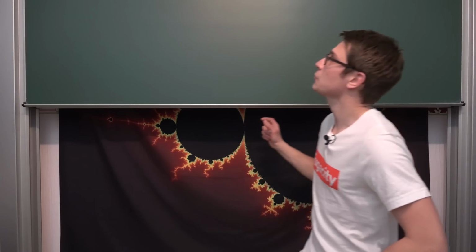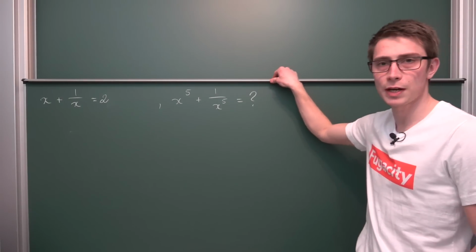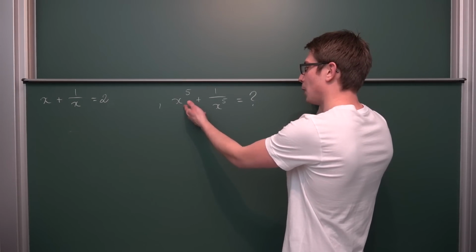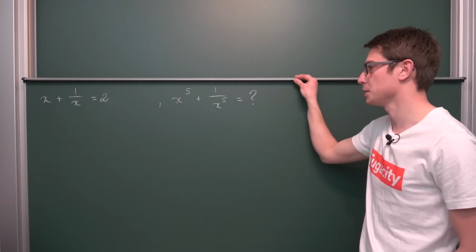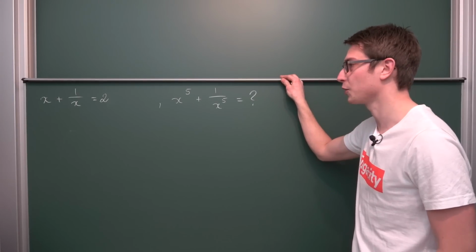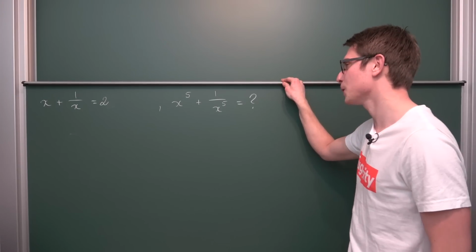Yeah, today something chill once again. What we have given is x plus 1 over x is equal to 2. And we want to find out what the value of x to the 5th power plus 1 over x to the 5th power is. Spoilers, it's gotta be 69. Who would have thought? But how do you calculate something like this? This is what we want to find out today, and I hope you are going to enjoy the video.